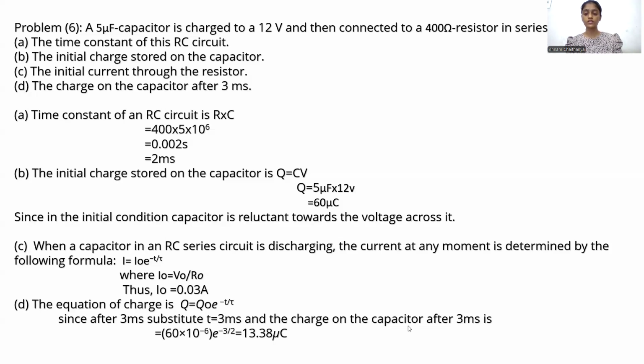The charge on the capacitor after 3 milliseconds: we know Q naught is 60 into 10 power minus 6, and here e power minus 3 by 2. With further calculation, we get Q equals 13.38 microcoulombs. So this is the charge on the capacitor after 3 milliseconds of the discharging RC circuit.